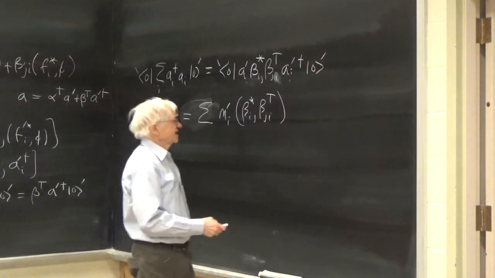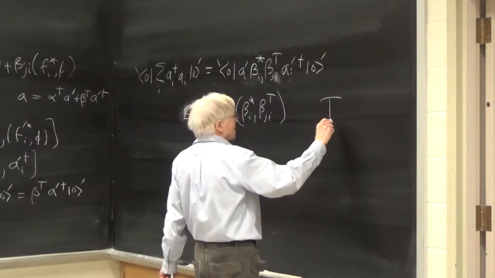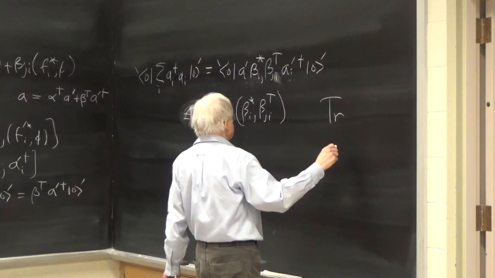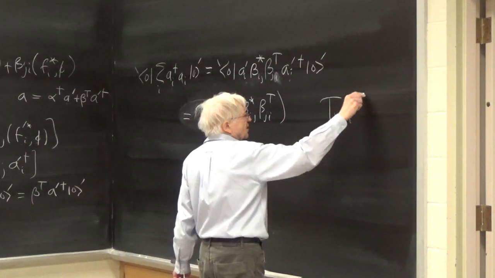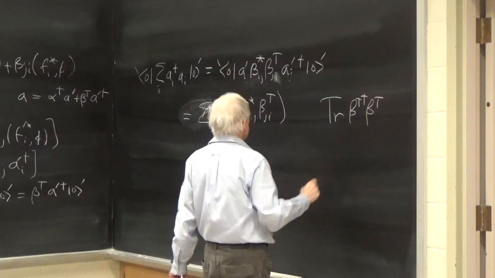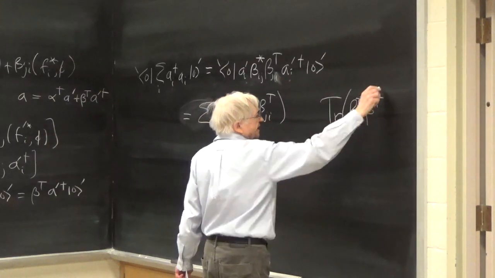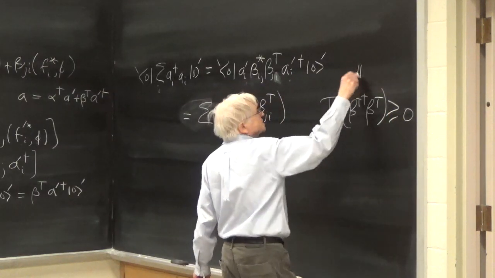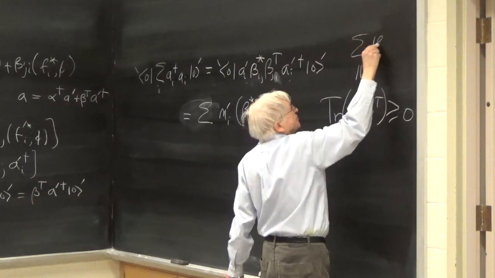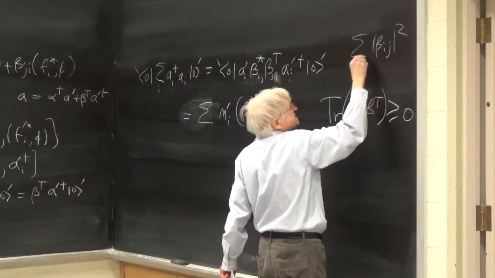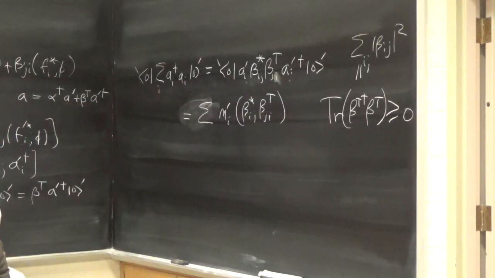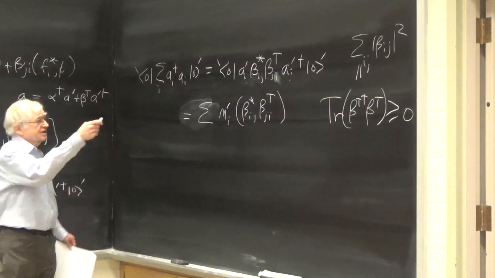This is, in fact, the trace of beta transpose adjoint, beta transpose is another way of saying it. And that's non-negative, and in fact it's equal to the sum of beta ij absolute value squared summed over all i and j. So the only way that all of them are zero is if every beta is zero.